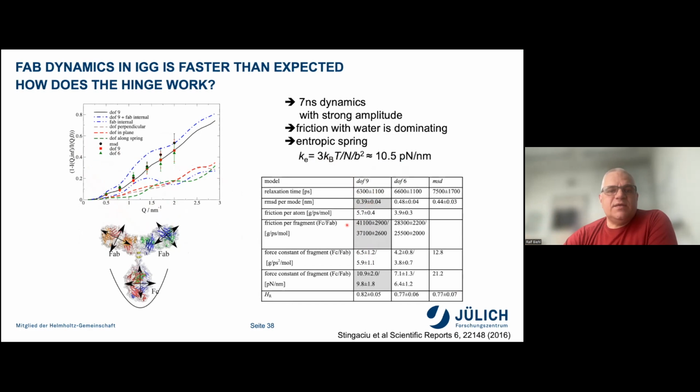But more interesting is the friction per fragment that we get, and that is roughly what you expect if you cut the linkers and calculate the diffusion of a single fragment. So that is just friction with the solvent. The second thing we get is the force constant, which is around 10 piconewton per nanometer. This value corresponds to an entropic spring that has the length of the linker region, and there we can also calculate 10 piconewton. So this linker region just acts like an entropic spring for our fragments.